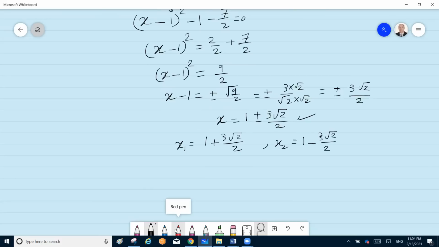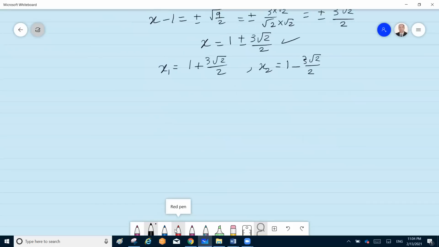Some questions ask you to round your answer to 2 decimal places. You can enter these values in the calculator, and it gives you the simplest form as a rounded value.